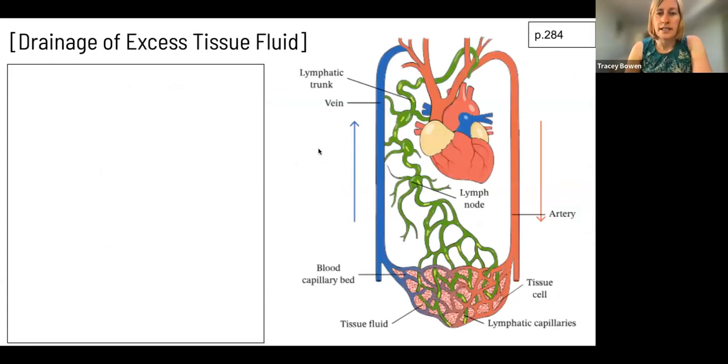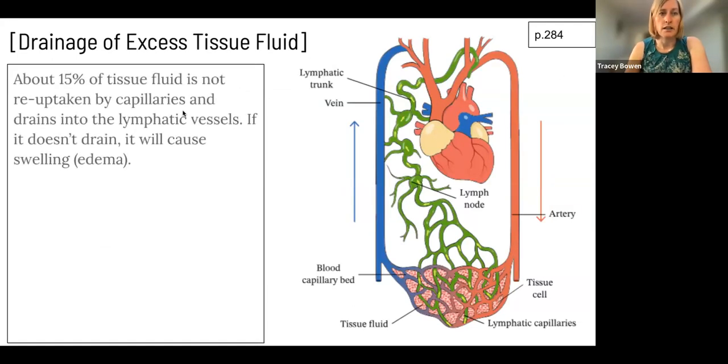And so this tissue fluid, most of it goes back into near the venules, and it's just going to become plasma and keep moving in the bloodstream. But about 15% of tissue fluid is not reuptaken by capillaries and drains into tubes called lymphatic vessels. And if it doesn't drain, it's going to cause some swelling, which is called edema. Actually, this is a pretty common problem, for example, in women who've had breast cancer and have had their breast tissue removed. Then there ends up being quite a lot of lymphatic swelling because the lymphatic vessels are not draining properly.